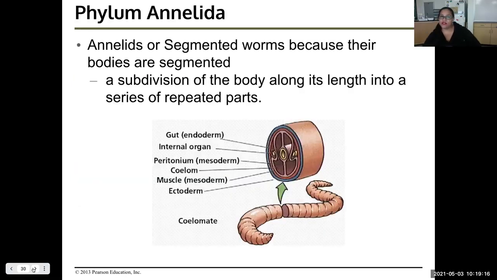Phylum Annelida. These are segmented worms because their bodies are segmented. A segment is just a subdivision of the body along its length into a series of repeated parts. You can see in the little cartoon the series of repeated parts. Those are segments. These are the only worms, the annelids, that have those segments.